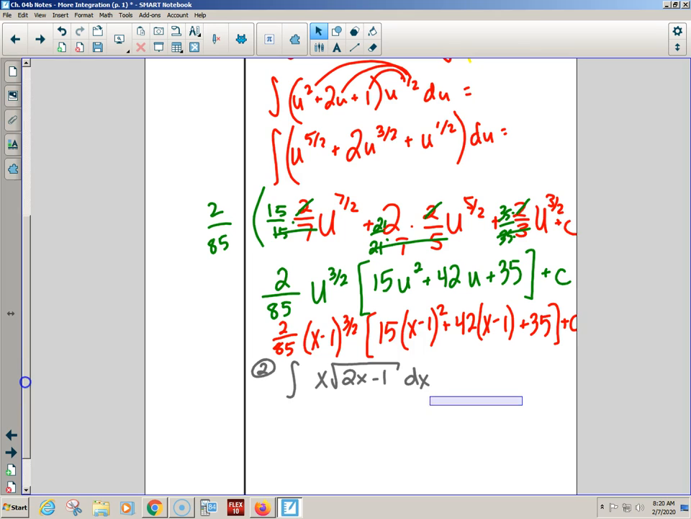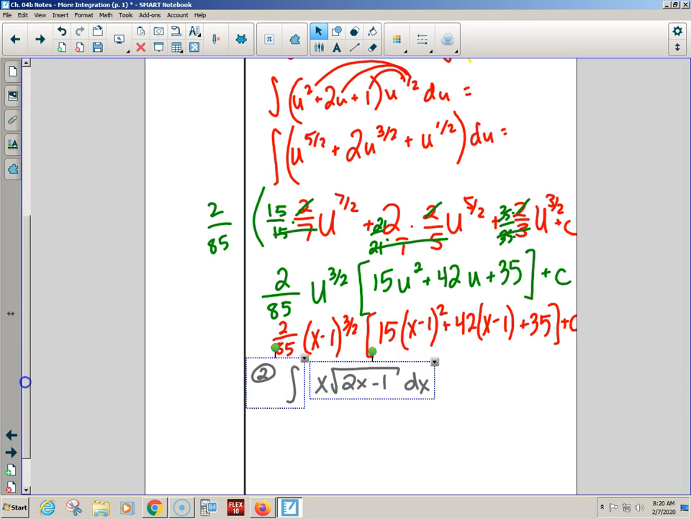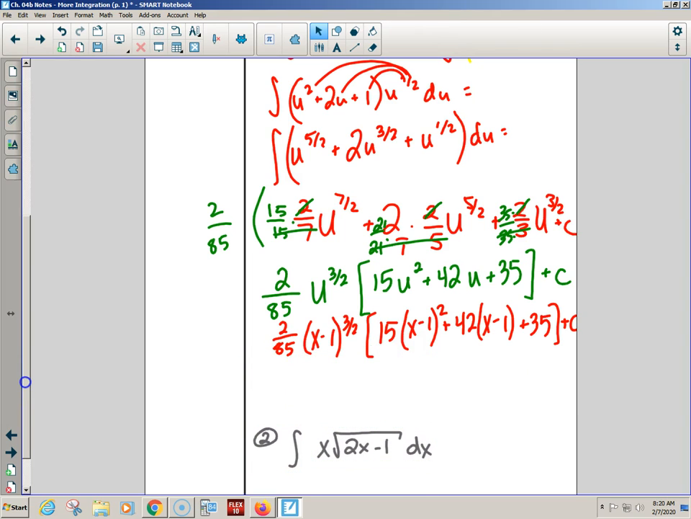But now I have something where I can actually square x minus 1, and I can multiply by 15, and I can add 42x, and I can subtract 42.